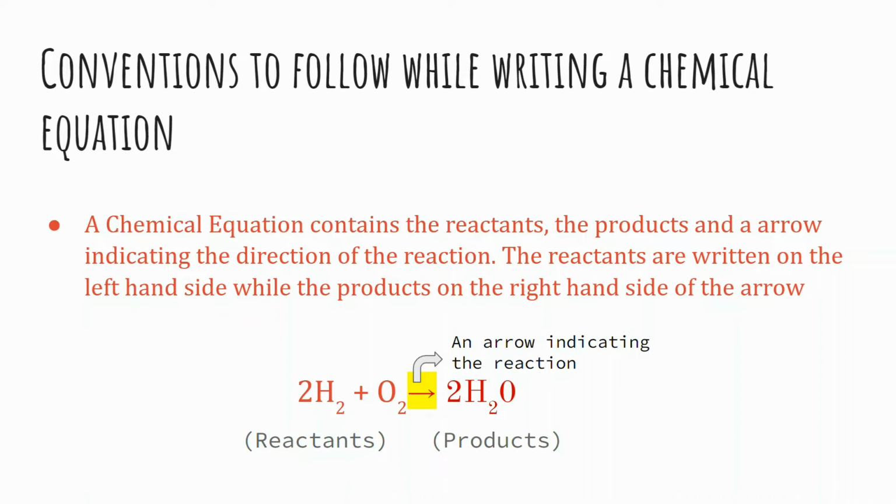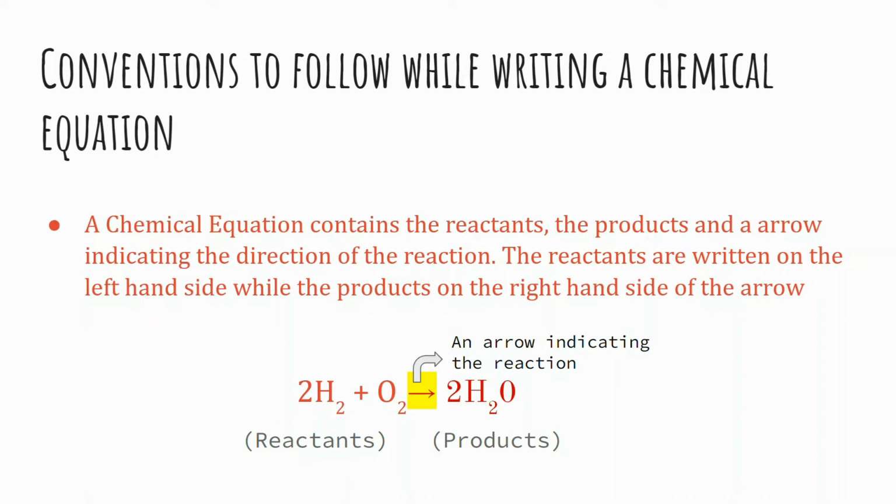So here also we have given you an example, which is 2H2 plus O2, with an arrow indicating that the reaction is forming a new product, which is 2H2O. Now here your H2 is a reactant. You have taken 2 molecules of hydrogen and added them with oxygen, which gives you 2 molecules of water.